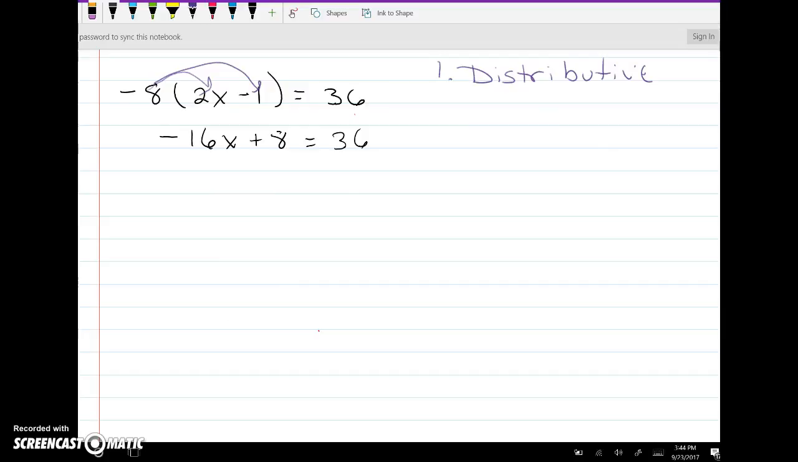Sorry about that. We had a little technical difficulty, but we're back on. So we're going to subtract 8. Oops, wrong color. We're going to subtract 8 from both sides.